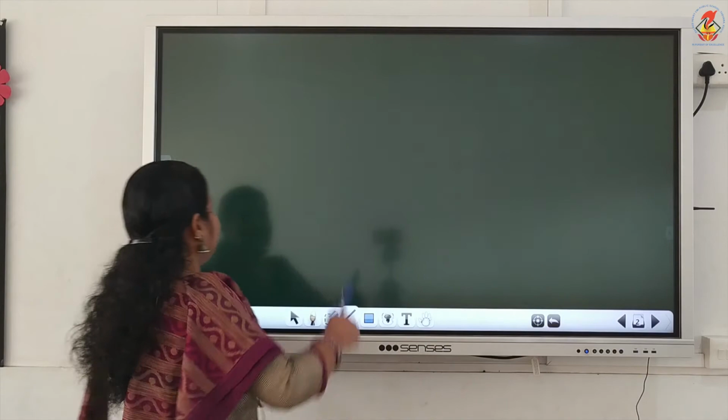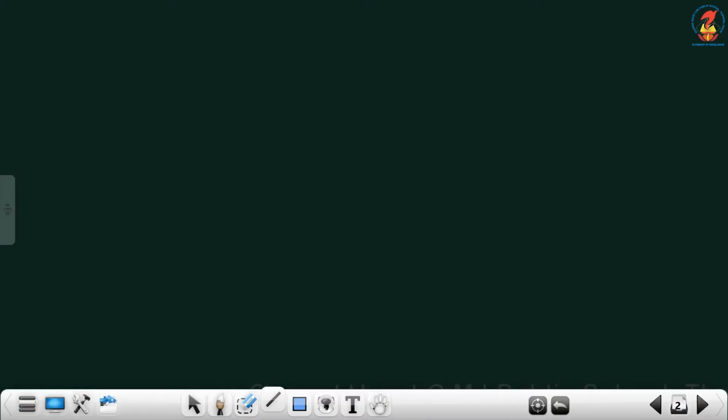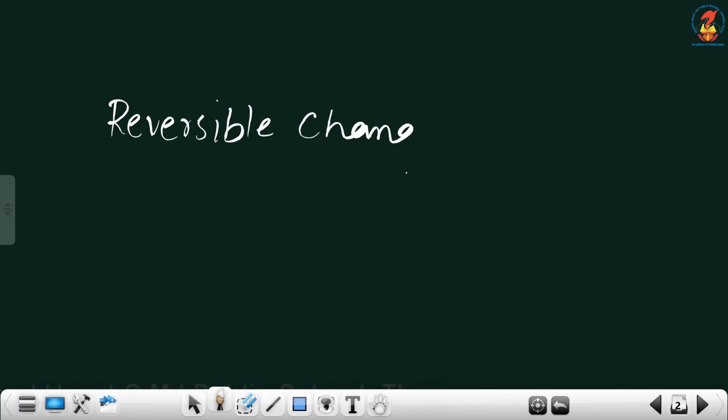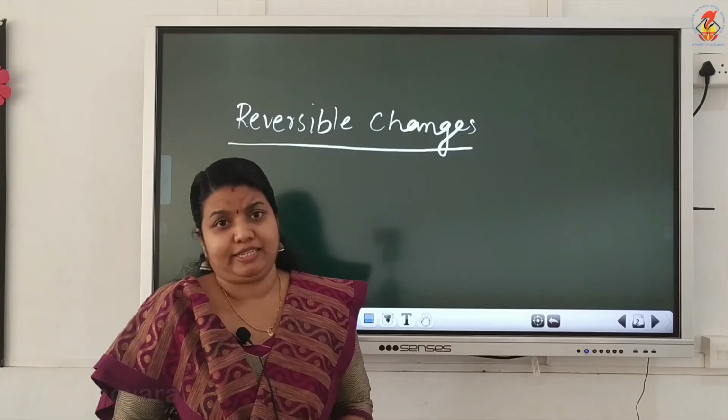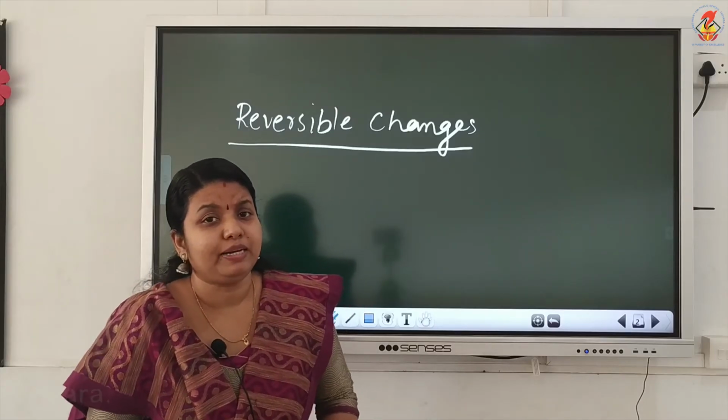We call such changes reversible changes. So, all the three changes that we have discussed, all the three activities, we were able to bring back the original form of the object. Such changes are known as reversible changes.